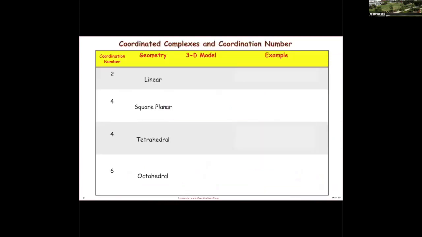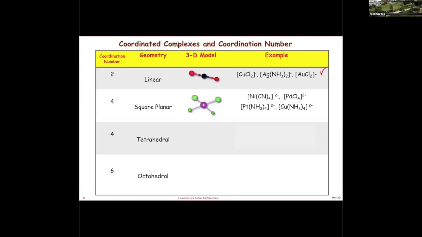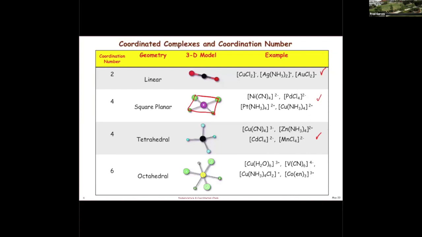So again, this is a review. Linear, these are examples. Square planar, it's like a square. It's all in one plane. The plane is that right there. And these are examples of those compounds that contain square planar geometry. Tetrahedral, that's the geometry. These are examples. Octahedral. Let me do an example real quick, because I want to make sure that you guys are able to count electrons.